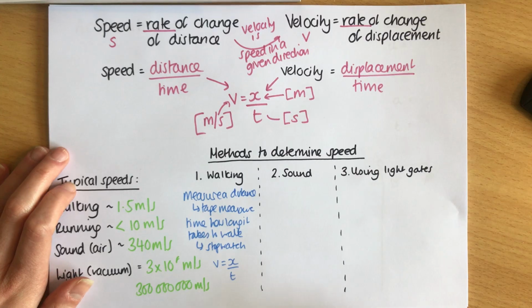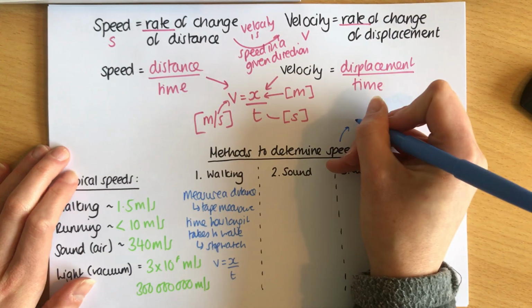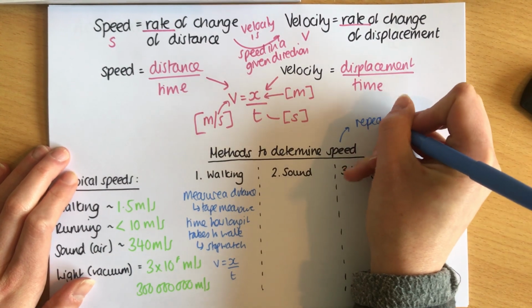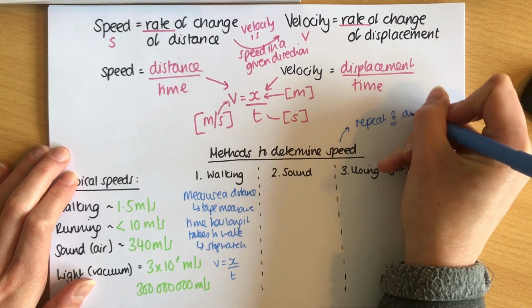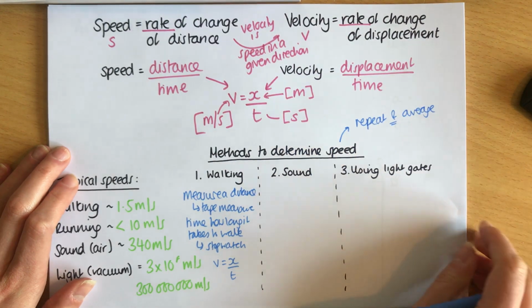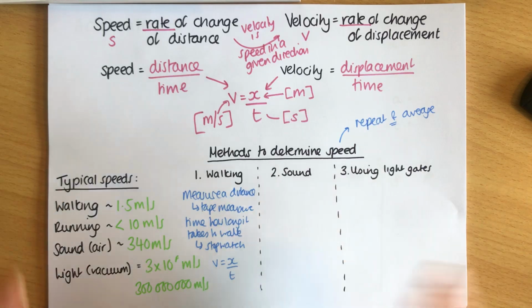For any of these experiments, it's always good to repeat and average, and they always want you to say the repeat and average bit. And in terms of making this as accurate as possible, the bigger the distance you can make, the better, because the longer the time will be and there's less chance of human reaction time getting in the way.